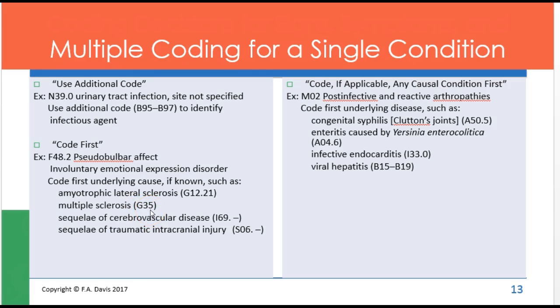And then we have the instruction code, if applicable, any causal conditions first. So this tells you where that code goes. It goes in front of the M02, okay, which is post-infective and reactive arthropathies. Okay, and then it gives you some codes to get started with. This doesn't mean this is the only underlying conditions, but these are given to you for ease of reference. But again, you do go and verify these.